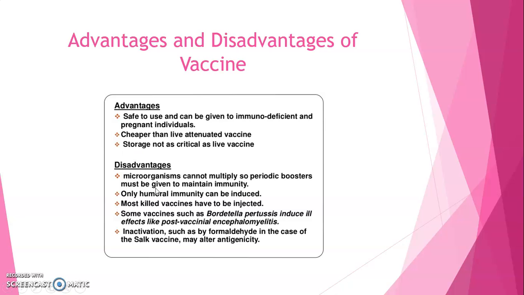You see, microorganisms cannot multiply, so periodic boosters must be given to maintain immunity. Only humoral immunity can be induced. Most killed vaccines have to be injected. Some vaccines, such as pertussis, induce ill effects like post-vaccinal anaphylaxis. Inactivation, such as by formaldehyde in the case of the cholera vaccines, may alter antigenicity. Okay, there are so many advantages and disadvantages I have not shown here. You read in your book.